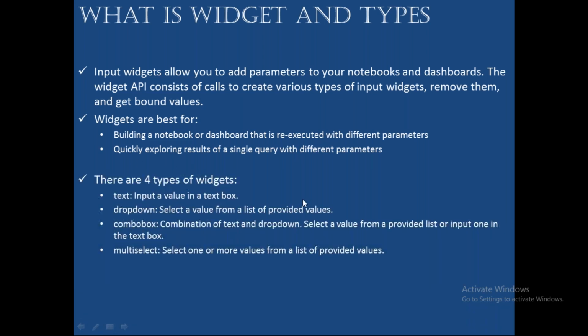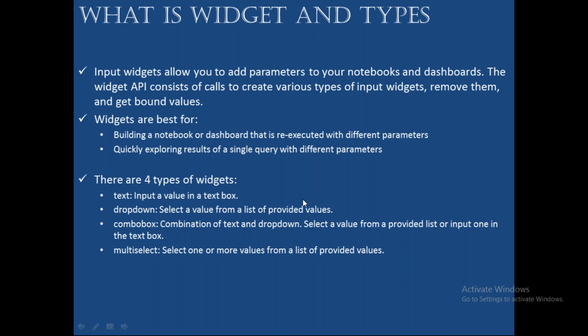Now, what are the different types of widgets we have? There are mainly four types of widgets. One is text. If you want to pass a single value, no matter how many values there could be, then you have to select text. Dropdown means we have some list of values, and the value can be anything from the list. Then you have to go for dropdown and combo box.